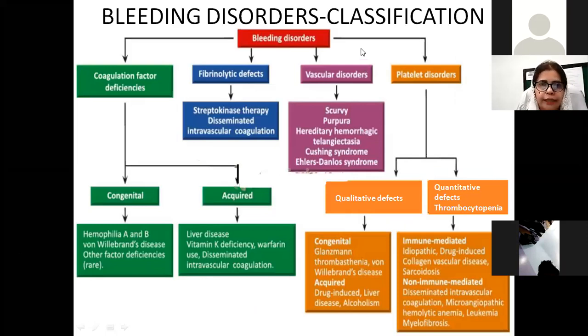Now, broadly, bleeding disorders can be divided into four major groups. The vascular disorders, which we will discuss first, then platelet disorders, which include both quantitative defects, that is thrombocytopenia, and qualitative defects. And then we have got coagulation factor defects, which could be either congenital or acquired. Fibrinolytic defects are also included, and we'll touch upon them briefly, especially DIC.